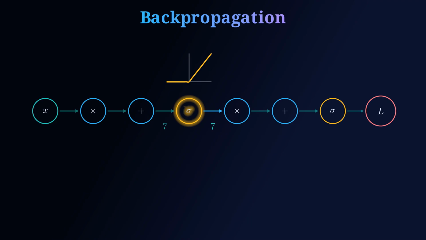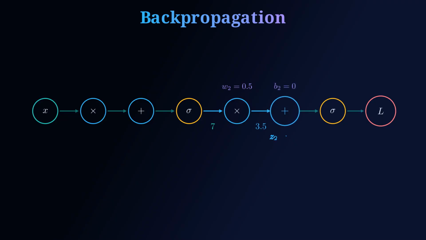Let me carry the water into the second layer. The second weight is 1/2, and the second bias is 0. 7 times 1/2 is 3.5. Add 0, still 3.5. This is the pre-activation of layer 2. Pass 3.5 through the activation again. It is positive, so it survives unchanged. Our network's final prediction is 3.5.